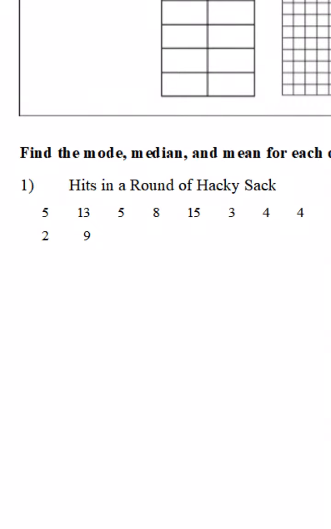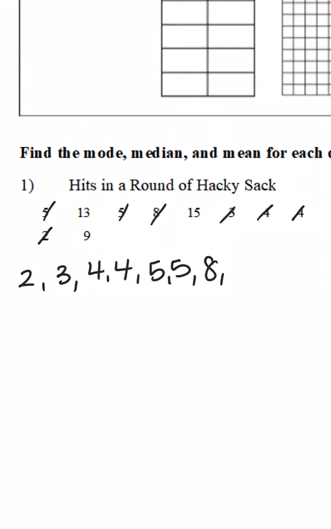All right, last type of problem that will be on your midterm is the mean, median, and mode. So first thing we have to do is put our data in order from least to greatest. So let's do this. We have 2, we have 3, we have 2 4s, we have 2 5s, we have an 8, we have a 9, we have a 13, and we have a 15.